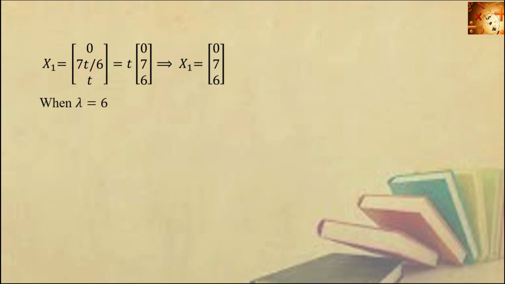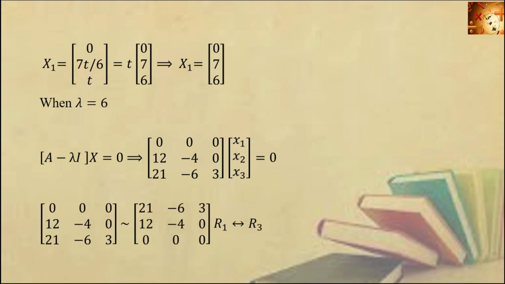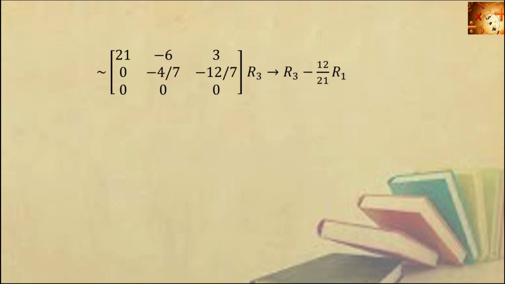Next, when lambda equal to 6, this will be the matrix. Here I am going to interchange R1 and R3. Then the matrix is like this. Next we want to make this 12 as 0. For that the transformation is R2 changes to R2 minus 12 by 21 R1. So this becomes 0, and the next elements are minus 4 by 7 and minus 12 by 7.